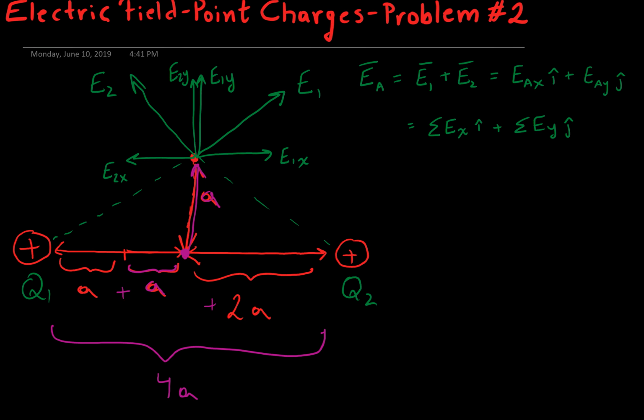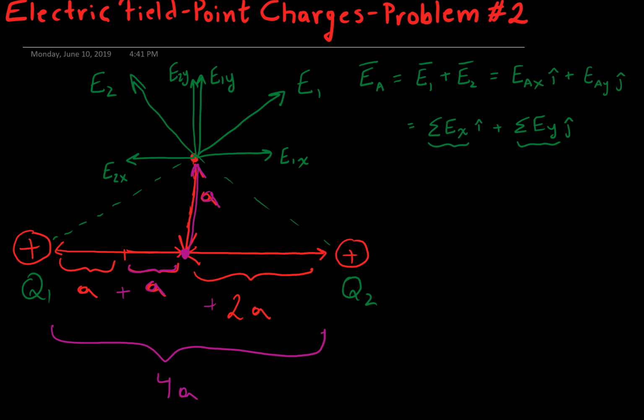Okay, so let's consider one of these three representations for the electric field at point A. We will most likely consider this one, the sum of the electric fields in the x and the sum of the electric fields in the y, because each of these vectors can be decomposed.